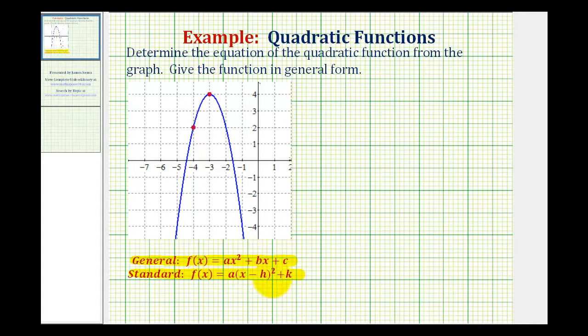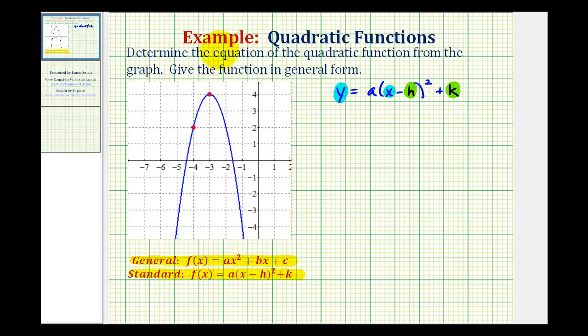So the first thing we'll do is replace f of x with y. So we'll have y equals a times the quantity x minus h squared plus k. So in this form, (h, k) would be the coordinates of the vertex, and (x, y) would represent some point on the graph. So now let's take a look at our graph.